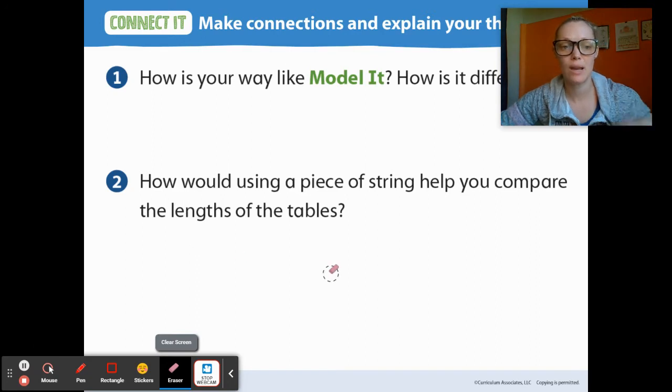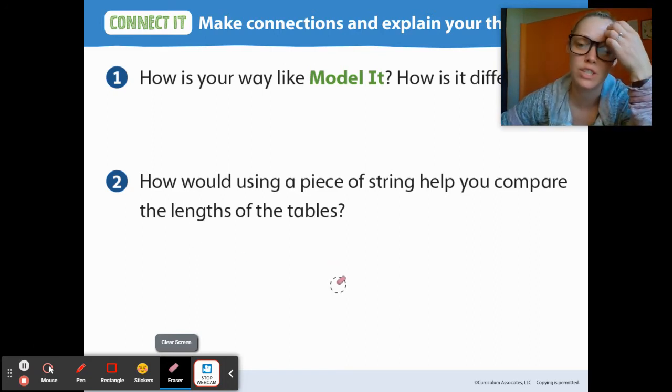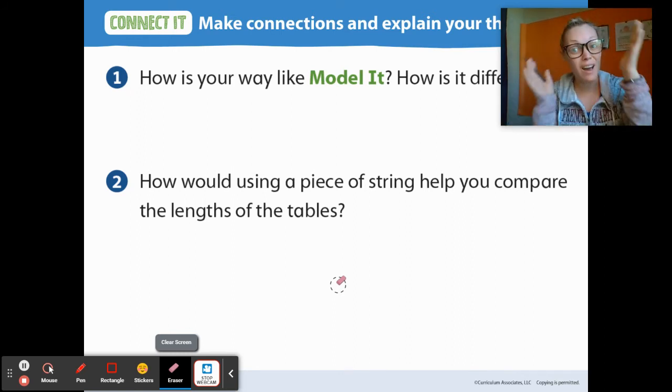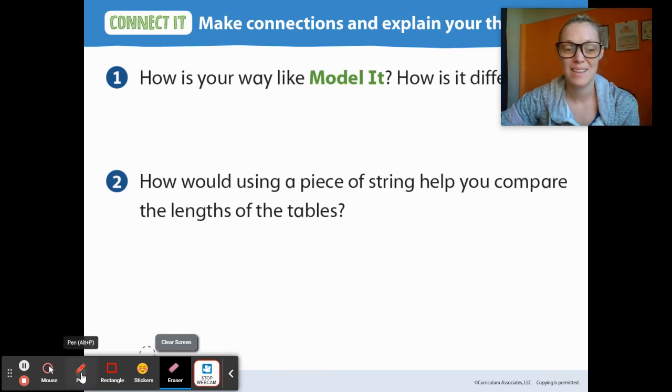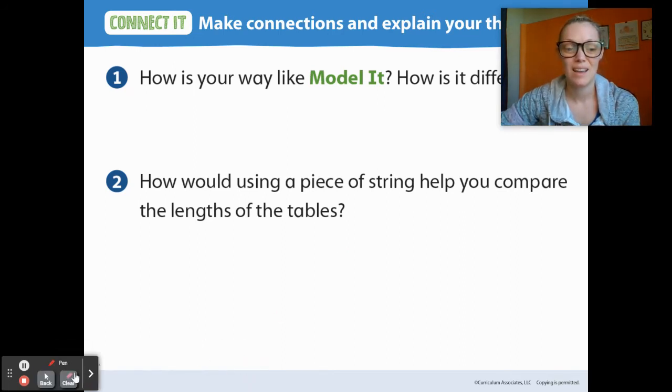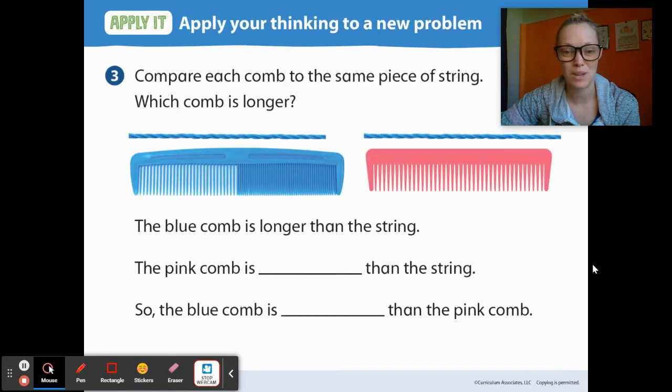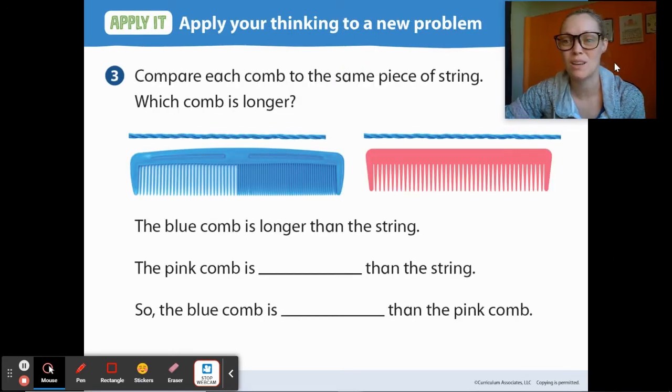So I want you to think in your head, how did that piece of string help us compare the lengths of the table? We did not get them on a starting line. So how did we use that string to figure out which one was longer? And that's what this whole week is going to be about, learning how to use another object when we can't line them up. So here we have our first apply it problem, number 3.